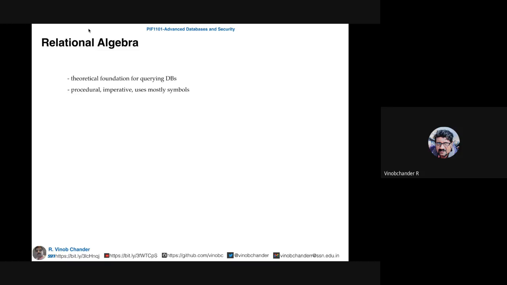And please remember, relational algebra is procedural in nature, right? And it is imperative, and it mostly uses symbols. So that essentially means that relational algebra concentrates on the how aspect of doing things, right? You focus on how things should be done rather than what. As we will see later when we talk about relational calculus, relational calculus focuses on the what aspect. Since it focuses on the procedure, or step-by-step instructions and how those instructions are executed, it is also sometimes referred to as imperative.